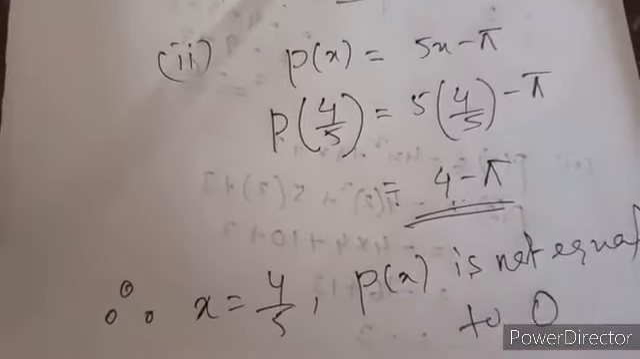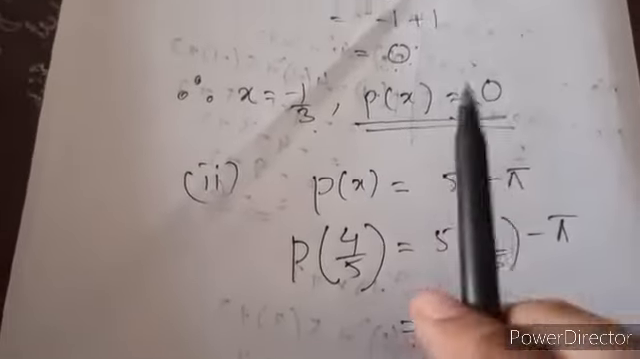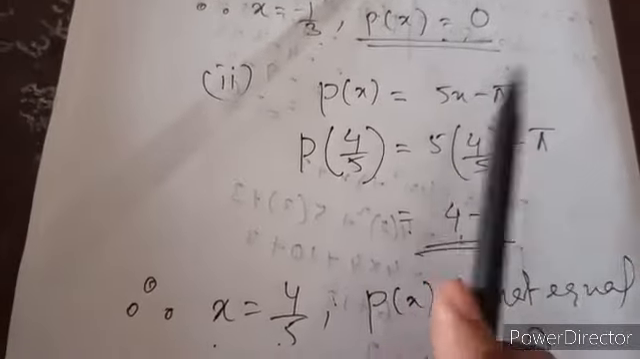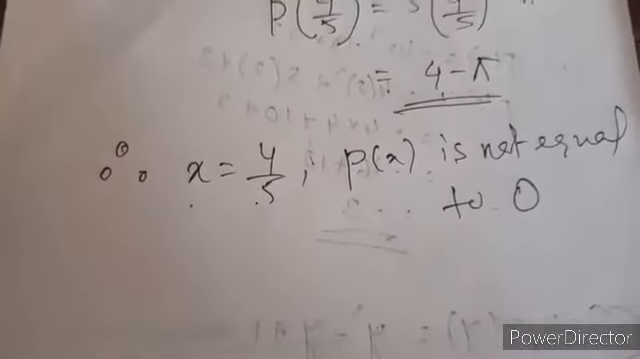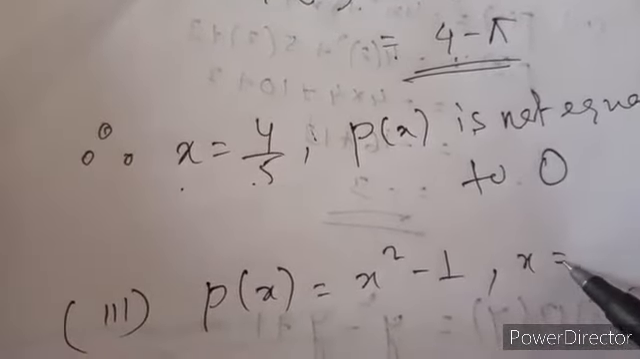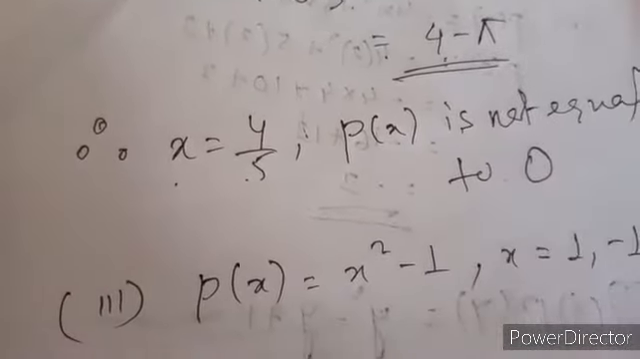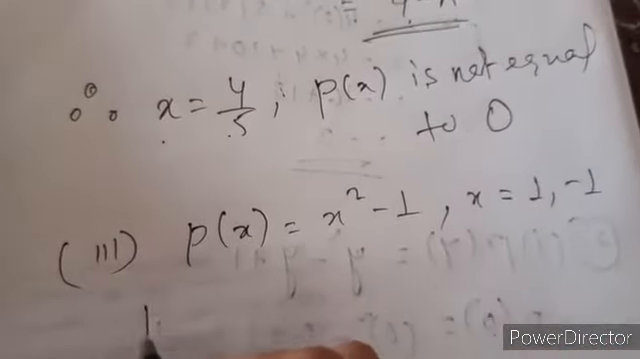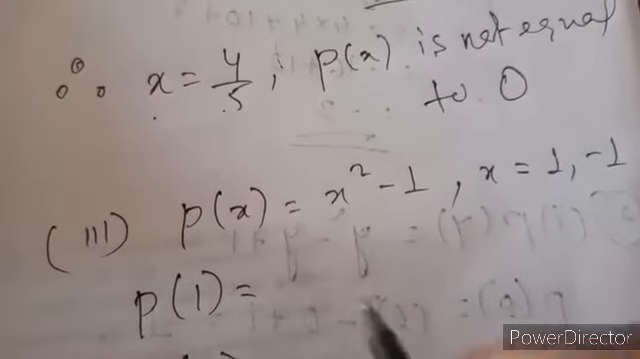That means it is not a factor. If it was a factor, then our answer would have come 0. Okay. So in this way we can see whether the given x value is the factor of this polynomial or not. Okay. So I have taken again the third question, where you have a given polynomial here and your x here is given as 1 and minus 1. That means now you have to check for these 2 x values. That means first you have to check for 1, then you have to check for minus 1.